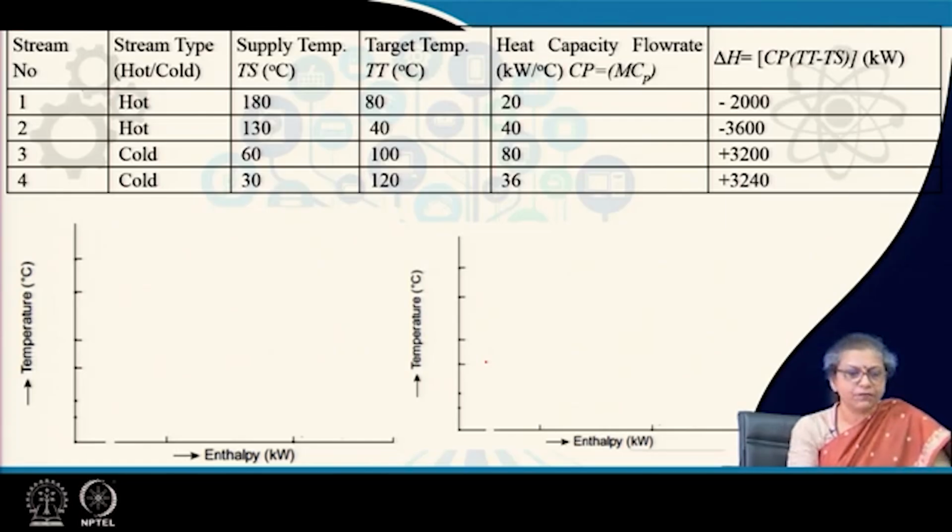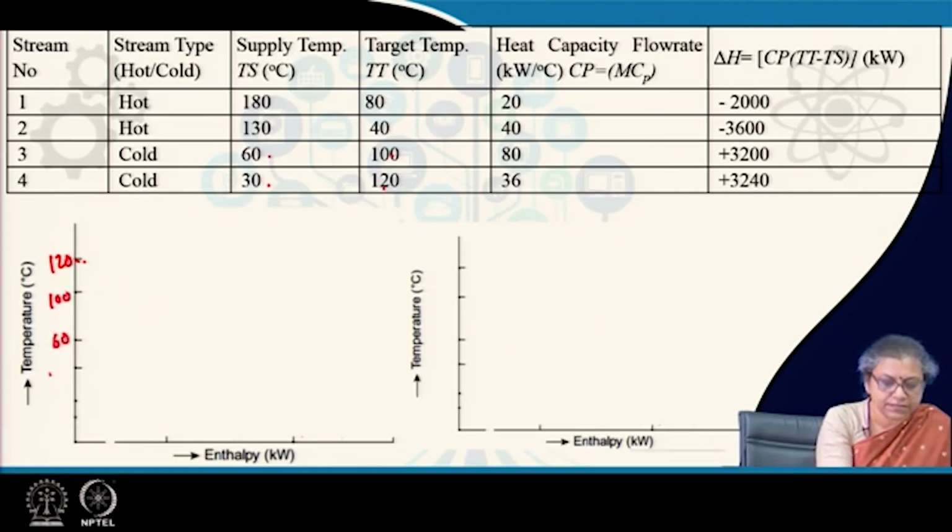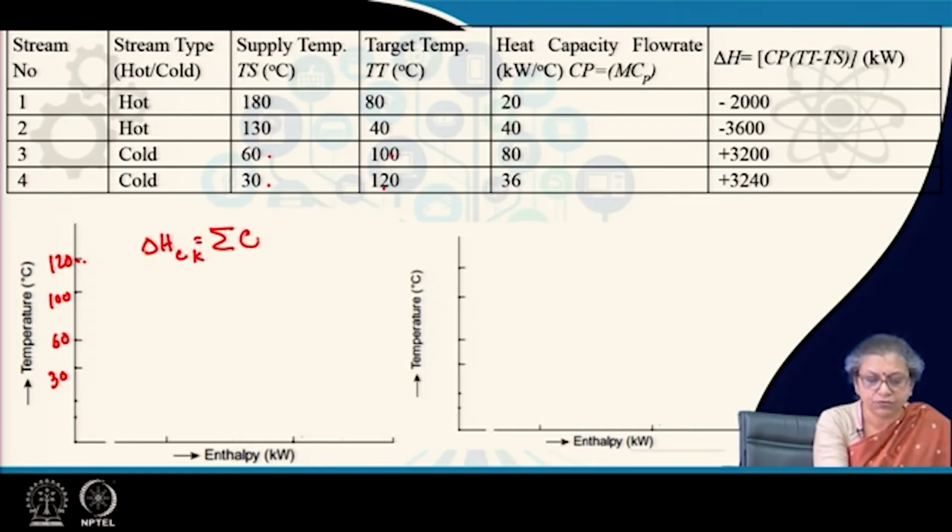I can do the same thing for the cold composite curve. I will be dividing them into intervals. So, what will the intervals be from here? It is very evident. I will start from 120, 100, 60 and 30. So, therefore, this is 120, this is 100, this is 60 and 30. Same way for each interval, what am I going to do? The delta H C for the kth interval is going to be sigma CPC delta T K. Same way for this also, I can construct it in the same way.